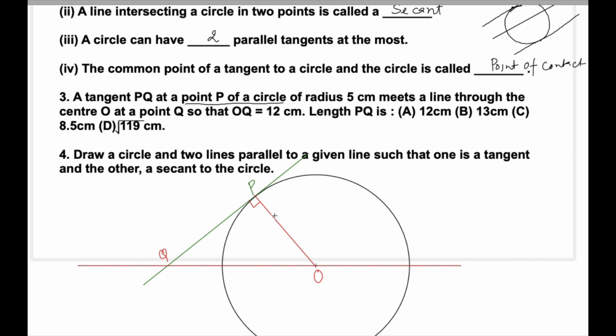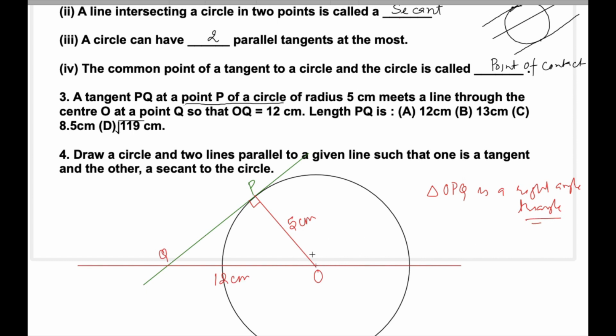Now what you see here is that this is 5 centimeter, which is given to you, and then OQ is also given to you. This distance is also given to you. Now you can say this is a right angle triangle OPQ. So triangle OPQ is a right angle triangle, and in a right angle triangle, you can use the Pythagoras theorem.